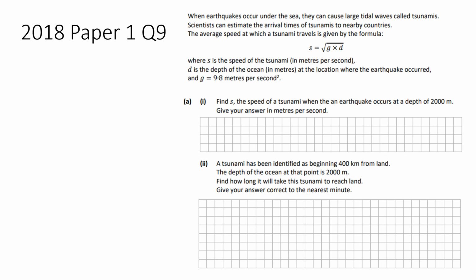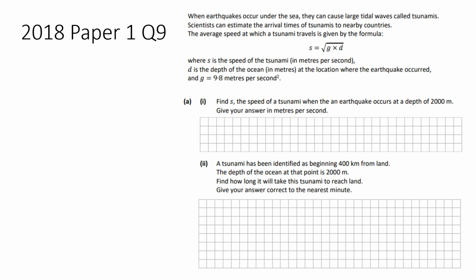Okay, so 2018 paper 1 question 9. When an earthquake occurs under the sea, it can cause large tidal waves called tsunamis. Scientists can estimate the arrival times of tsunamis to nearby countries. The average speed at which the tsunami travels is given by this formula.